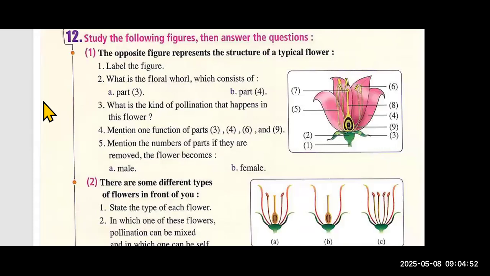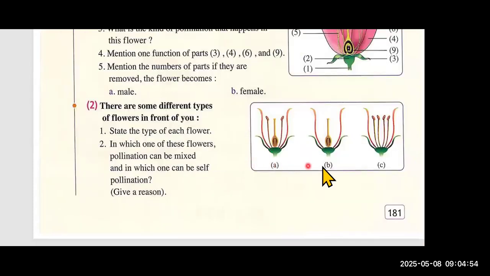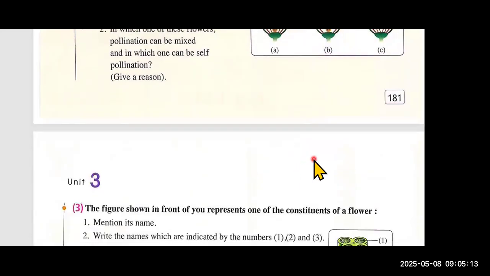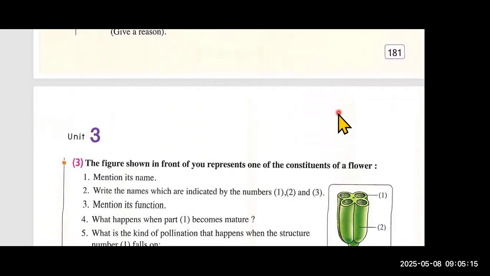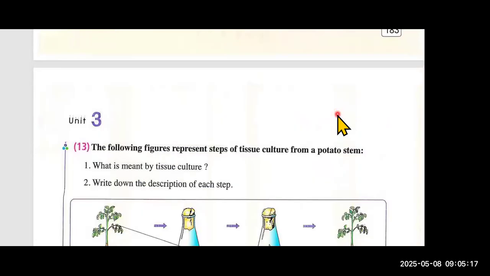To determine the sex of the flower: this is bisexual, containing the four floral whorls. This is female because it contains only the gynoecium, and this is only male because it contains the stamen or androecium. This is stamen and anther. I'm sorry, this is filament and anther.